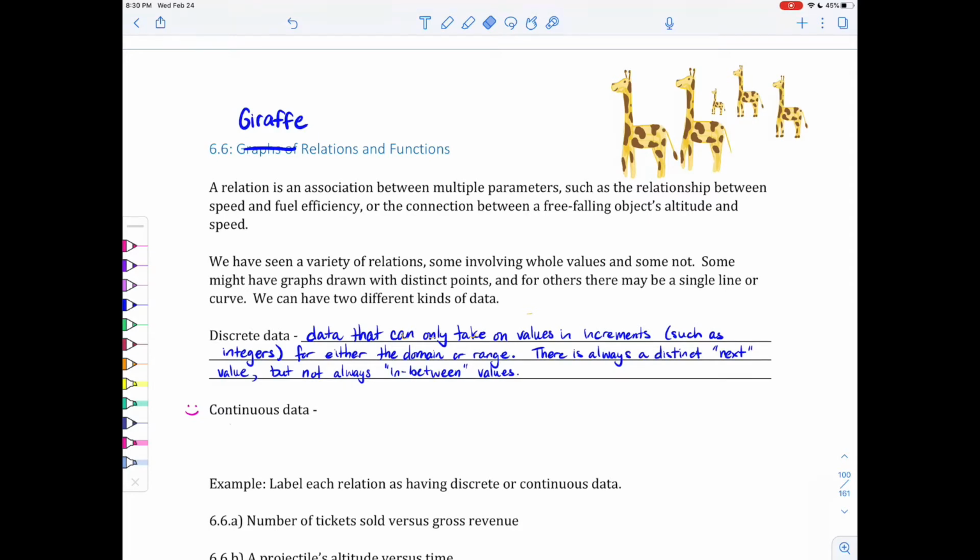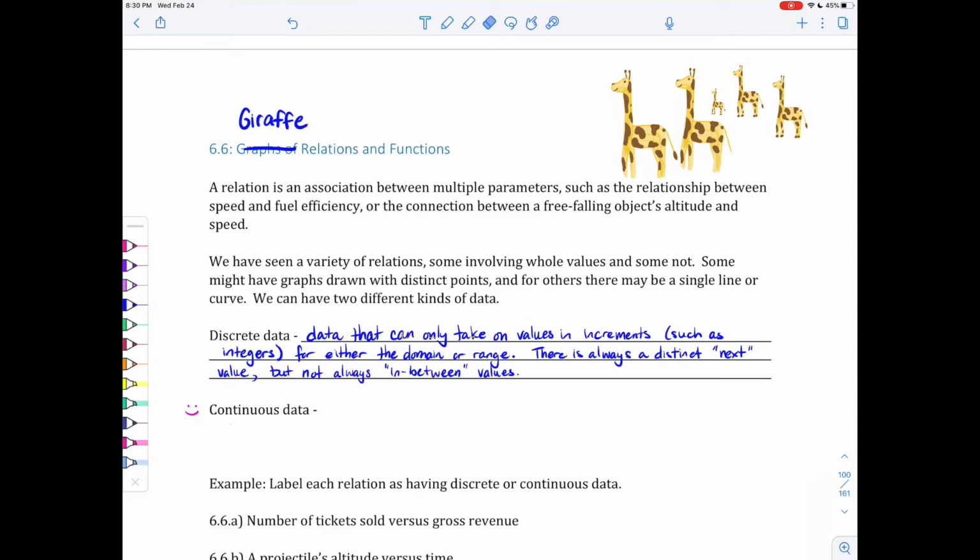Oh, kind of like money. Yeah. You could have $20, but the next increment would be $20.01. Or $20.02. But we can't have $20.000784962 cents. No one has a coin for that. So even though dollar values aren't integers, there's always a distinct next possible value that we're playing with. But there's not always in-between values.